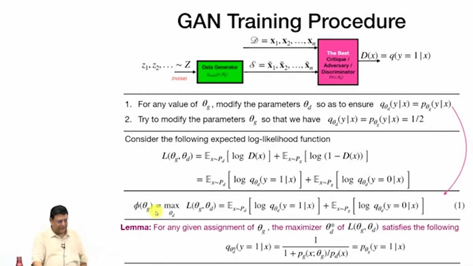This phi theta g tells me the police capability. In some sense, this is a measure of how good the police actually are. But what you want now is to minimize it, because you want the police to be confused.